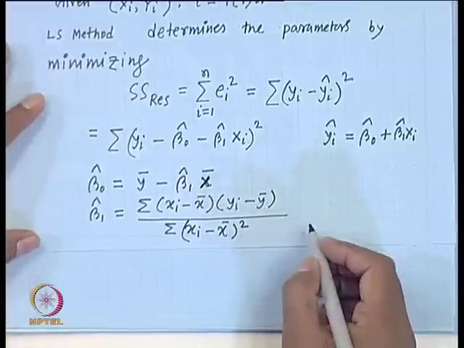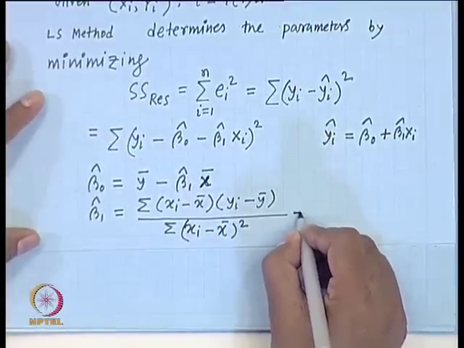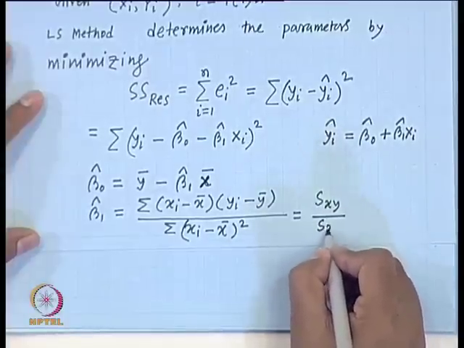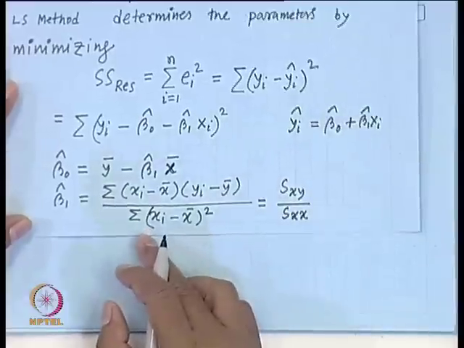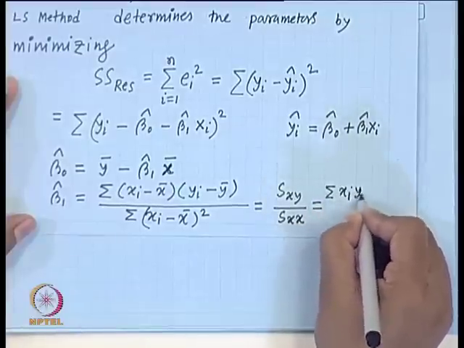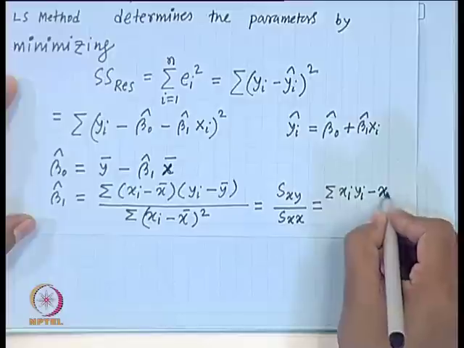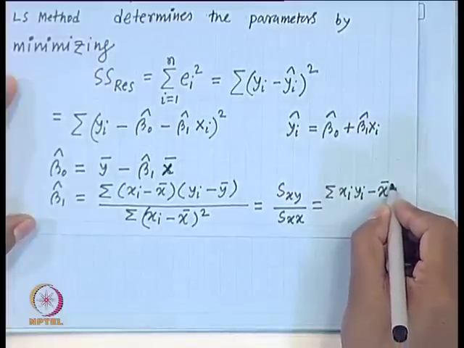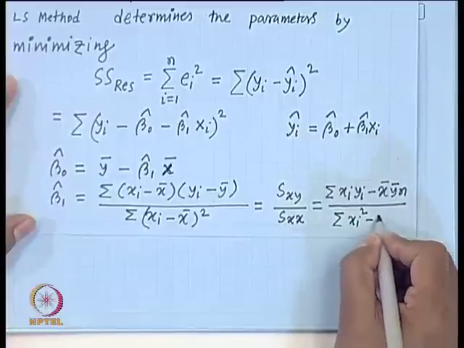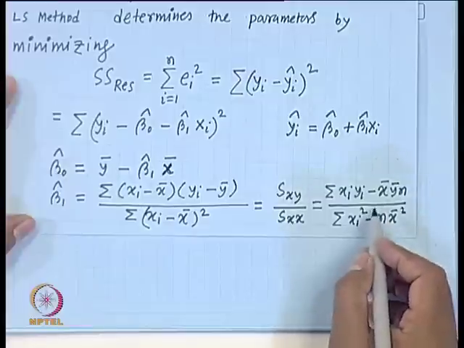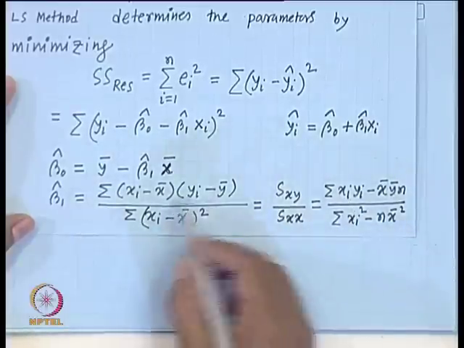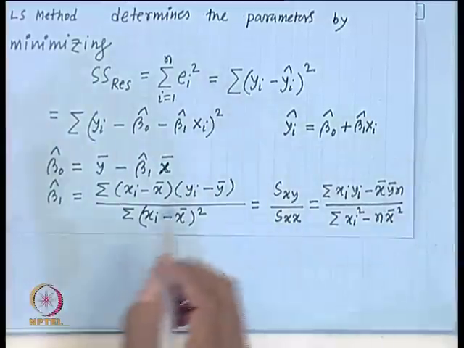Well, this quantity is also denoted by the symbol S x y by S x x, and this one can also be written in the form summation x i y i minus n times x bar y bar, divided by summation x i square minus n times x bar square. This is not difficult to observe, just a simple algebra shows that this quantity is equal to this quantity.